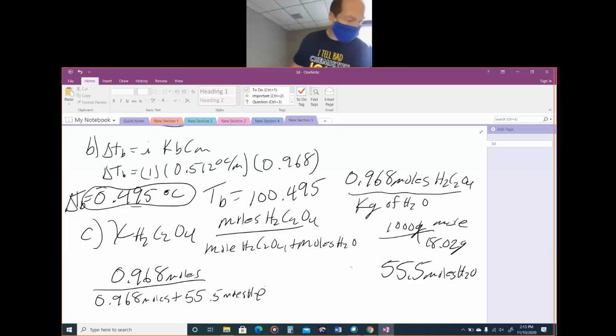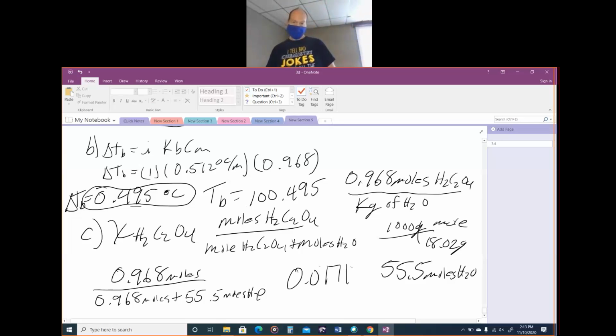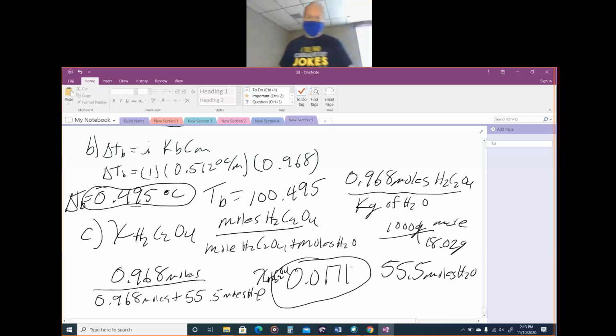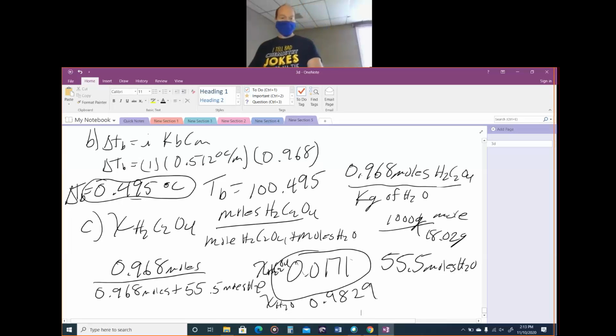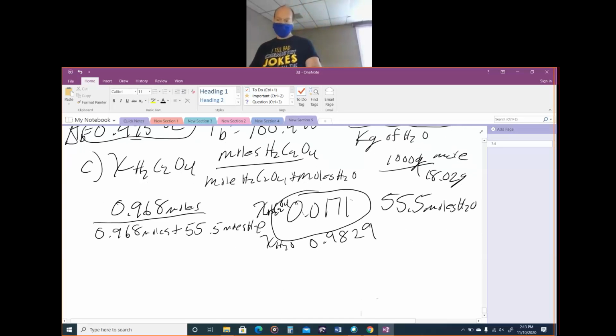And that gives you a 0.0171. That is your mole fraction of your H2C2O4. All right, so then the mole fraction of water, if they ask for it, they do not, but it would be 0.9829. So they add up to 1 when you add up those mole fractions.